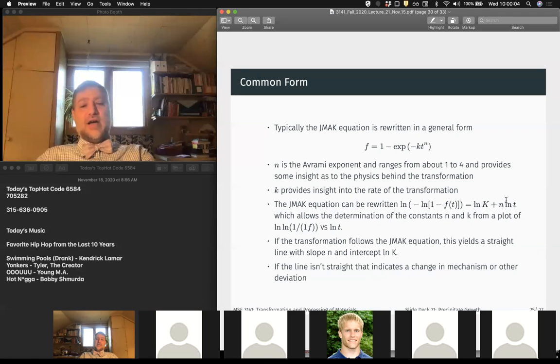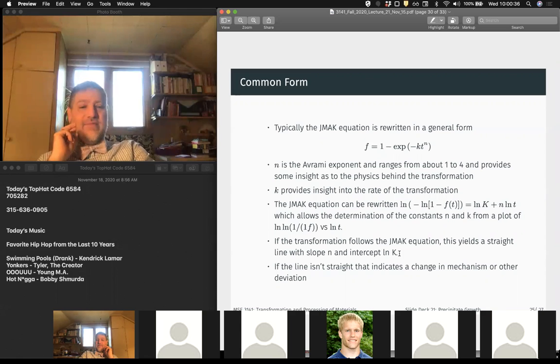If we plot log t and the log of 1 over f of f, we get an equation that we can directly determine the constants n and k from. Right? So we should have a straight line that has a slope of n and a y-intercept of natural log of k.